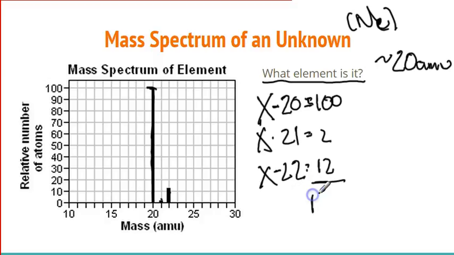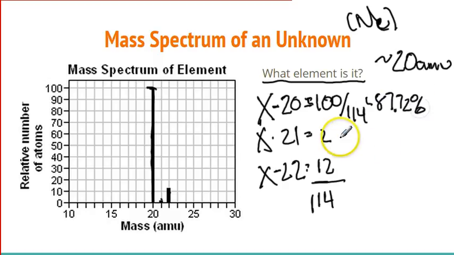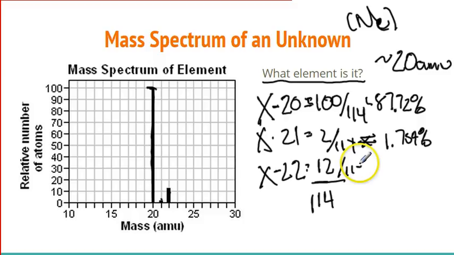So when I add that up, that's 114 total parts. Now, we do the math, and you go 100 divided by 114. That percentage is 87.7%. And you do 2 divided by 114, and you have to multiply your percentages by 100. But when you do that, you get 1.754%. And when you do 12 divided by 114, that equals 10.53%. Okay, so now you have the percentages.